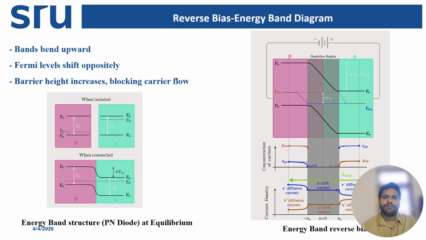Next is the energy band explanation of reverse bias. After applying the reverse bias to the PN junction, this explanation helps us see what happens inside the semiconductor when reverse voltage is applied. Before applying the external voltage, a depletion region exists, a built-in potential is present, and the conduction band and the valence band bend near the junction. The Fermi level is constant across the diode.